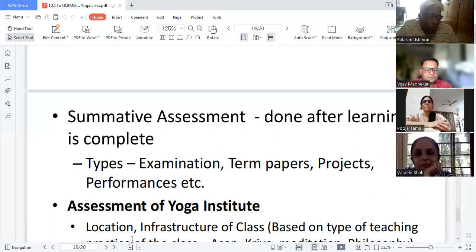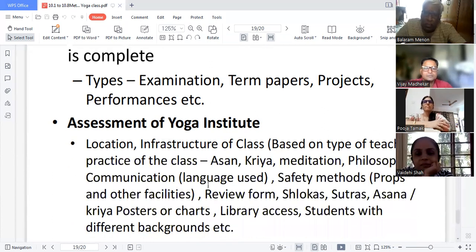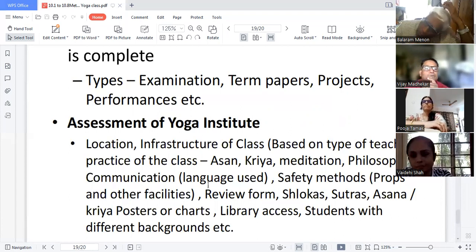Assessment of the yoga institute: location, infrastructure of the class, based on the type of teaching, practice of the class, asana, kriya, meditation, philosophy. Communication, languages used. It should be the local language or Hindi. Safety methods, props and other facilities. Safety methods, props and external aids are used; in BKS Iyengar institutes, you can see they use various props to reach up to the posture.